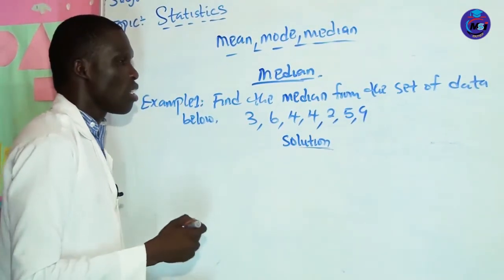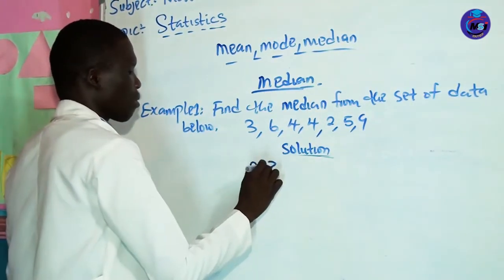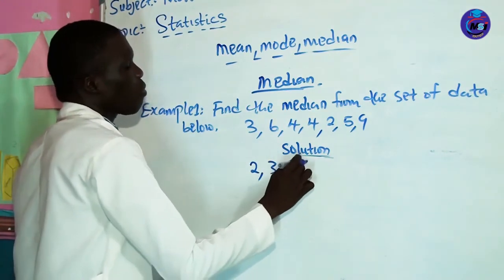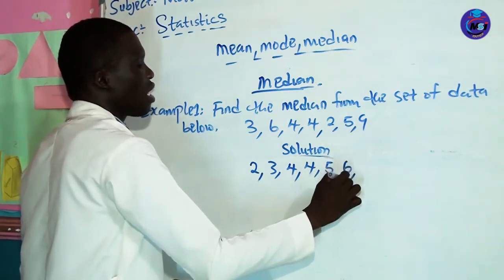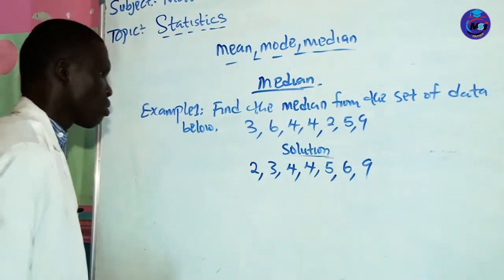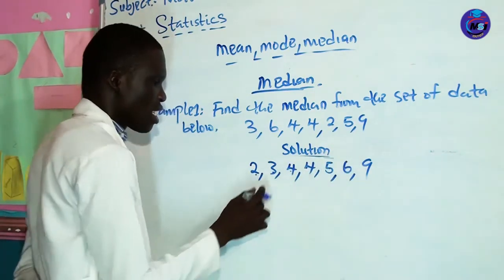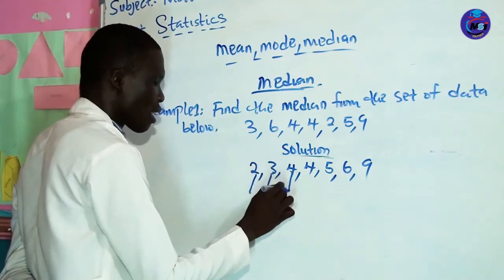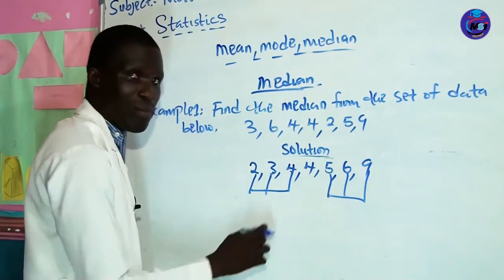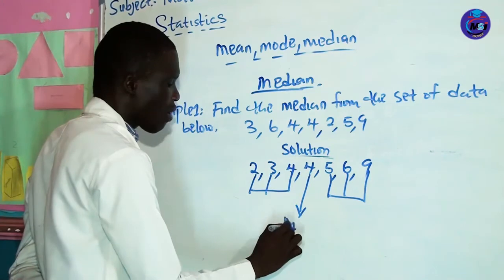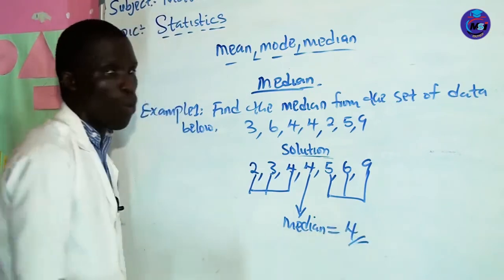So what are we going to do? Let's try this. The lowest number here is 2, followed by 3, followed by 4, followed by another 4, followed by 5, followed by 6, and followed by 9. Now, 1, 2, 3, 4, 5, 6, 7. Start counting from here. 1, 2, 3. 1, 2, 3. Okay? The number at the center is our median. So, median equals 4.